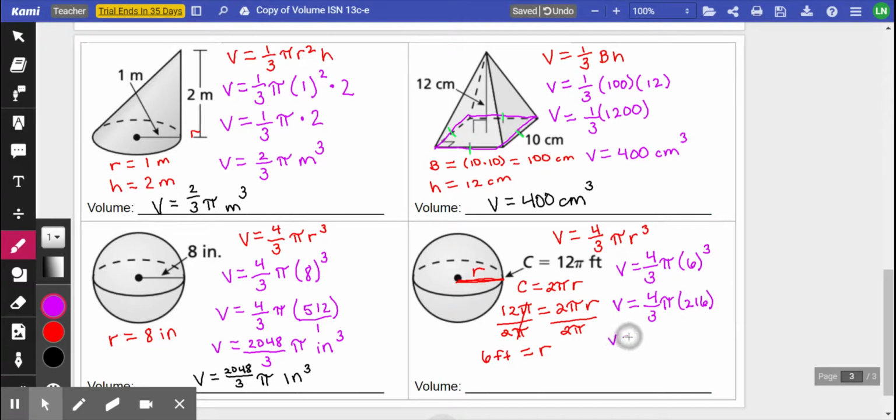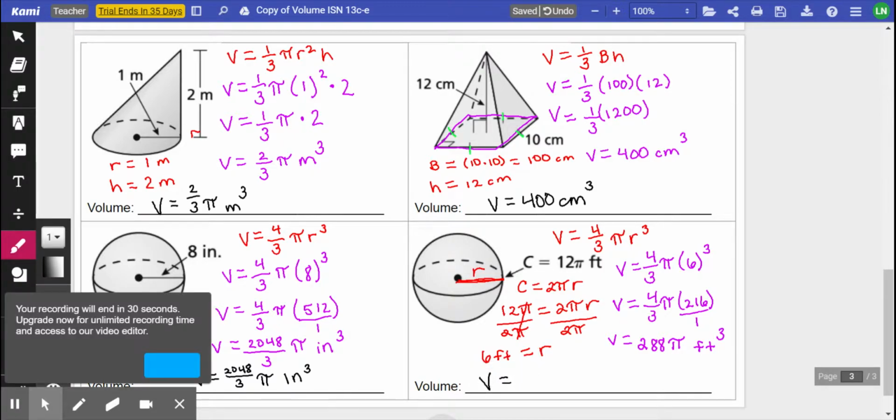Now I could use a calculator or do whatever, but I can clean this up a little more. So I could put that over 1 again. If I do 216 times 4, and then divided by 3, I actually end up getting a whole number. So the final answer here should be 288 times pi. What I did here was 216 times 4 in the numerator, and then divided by, in the denominator, 3 times 1, which is just 3. So this is my final answer. Our units were feet, and in volume, we need to make sure it's cubed. So here we go. Volume equals 288 pi feet cubed.